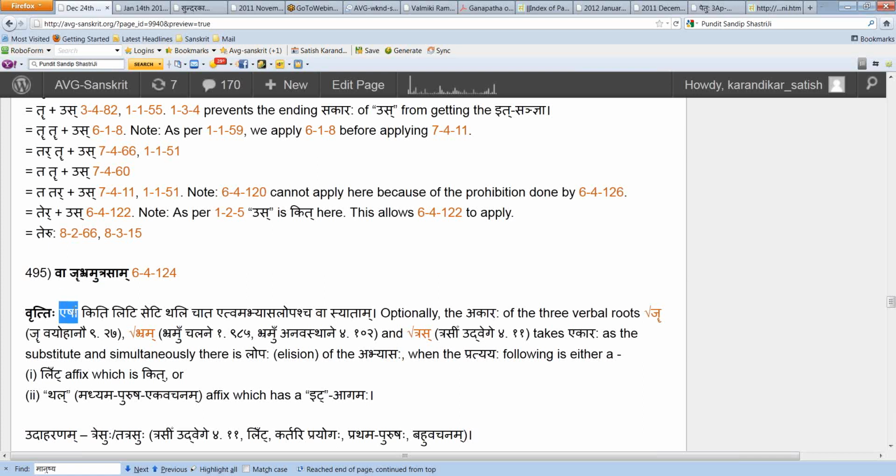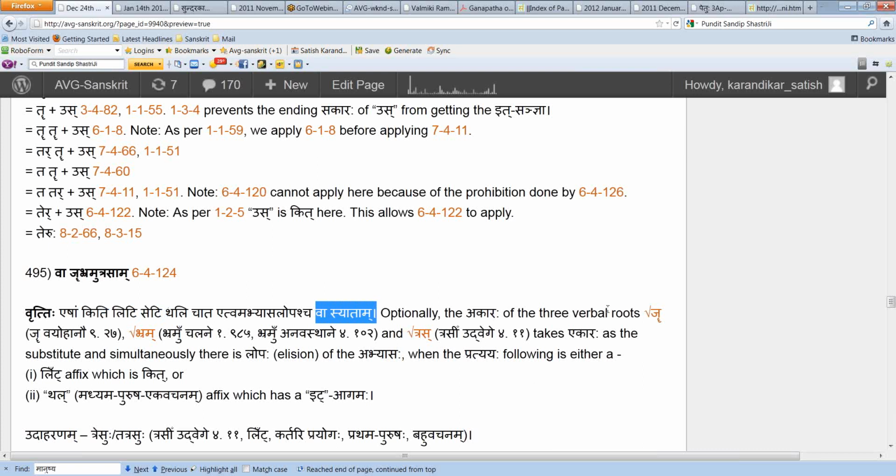Esham means jru, brahmu, trasa: iti etesham dhatunam, kiti liti, and then the talicha seti, we can ignore that because we are not looking at the Madhya Purusha Ekvachanam. So we can leave this for the time being. Let's just focus on kiti liti. Ataha etvam abhyasa lopascha vasyata, this vasyata. So then we get two forms.